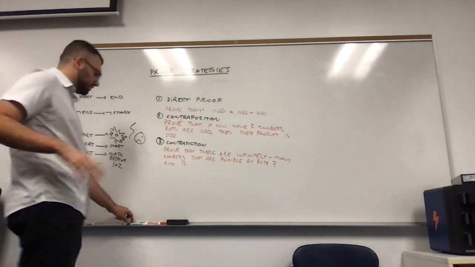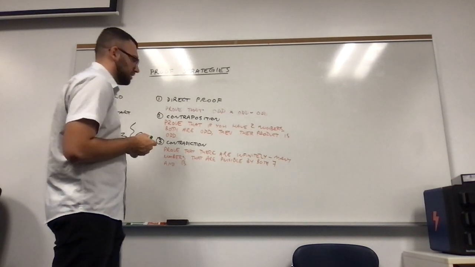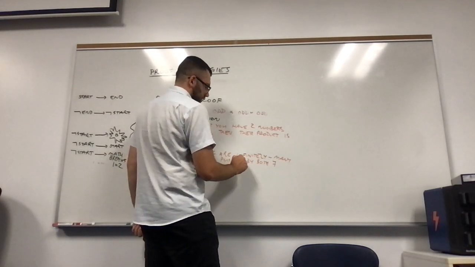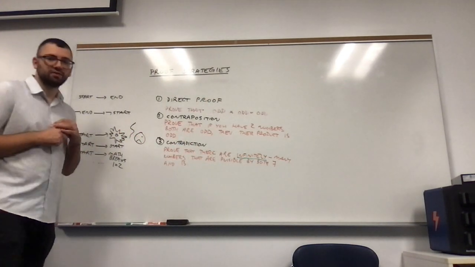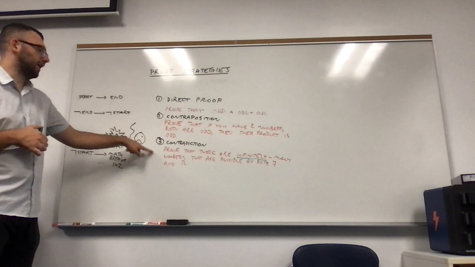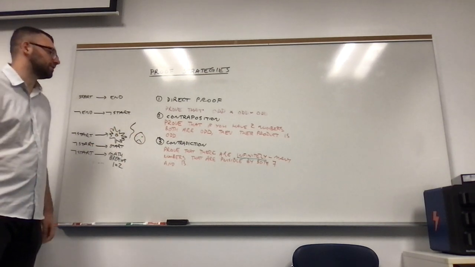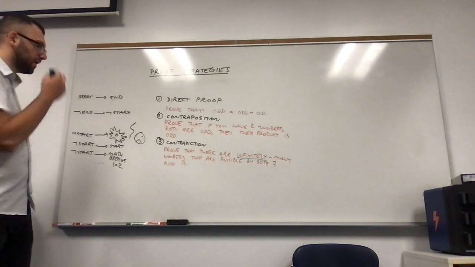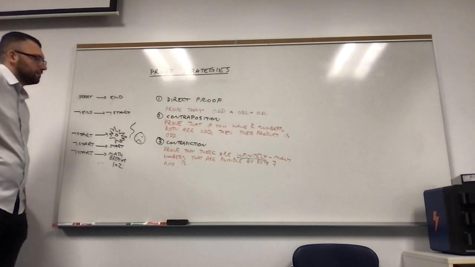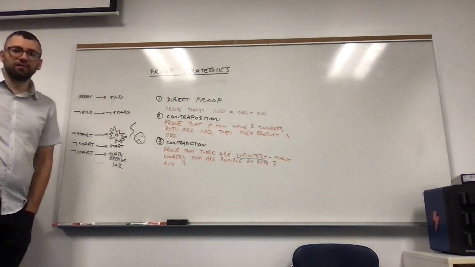Often, this is not always true, but often a hint that you want to use contradiction is that you see the word infinite somewhere in there. There's some cases where you see infinite and it doesn't mean contradiction, and some cases where infinite is in the question and you're not supposed to use contradiction. But in this case, you are supposed to use contradiction.